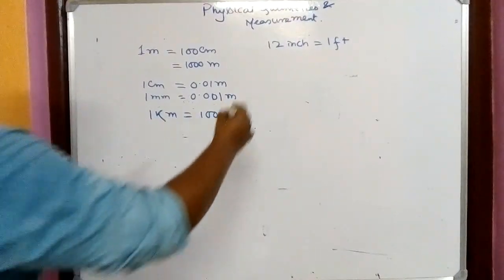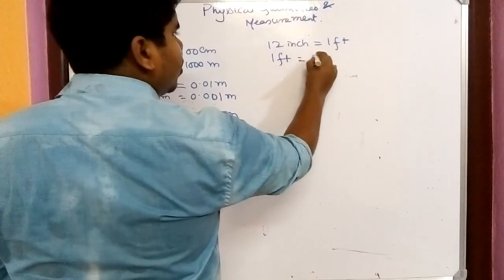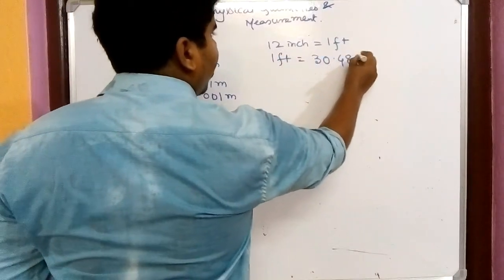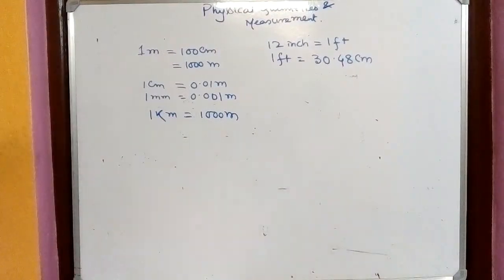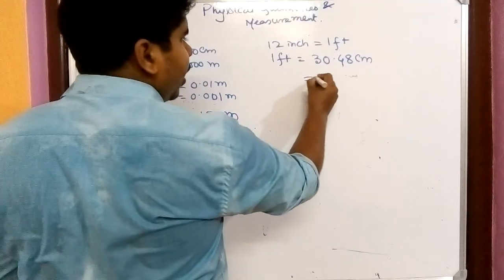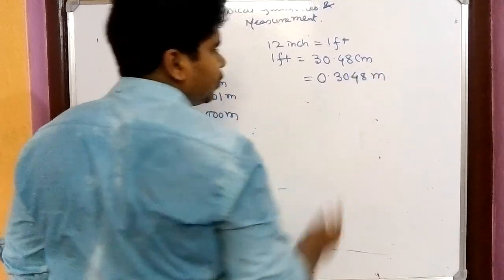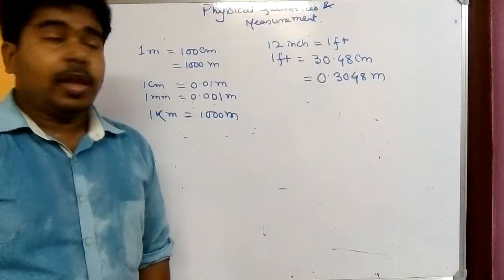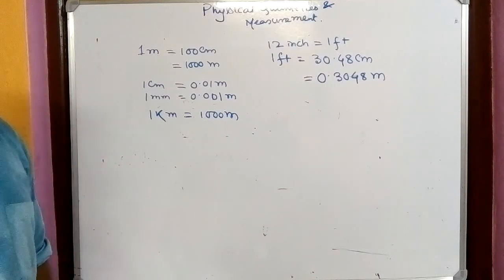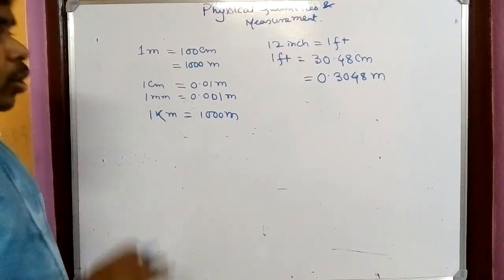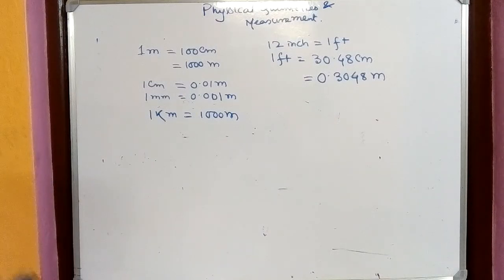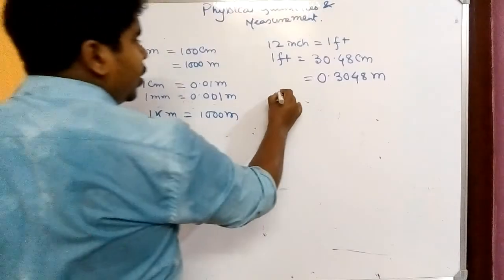Not only that, 1 feet is equal to 30.48 centimeter. So that is the relation between feet and centimeter. 1 feet equals 30.48 centimeter. And from here, if I want to convert it into meter, it is 0.3048 meter. Not only that, apart from feet, one very common unit is the yard.